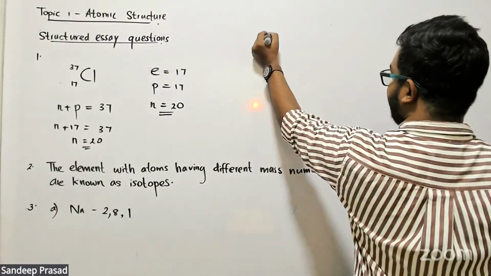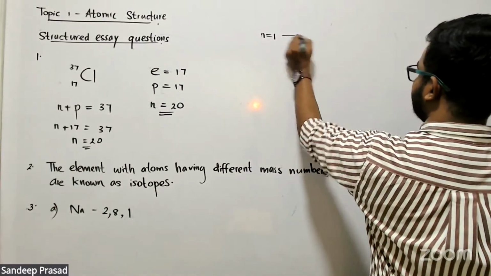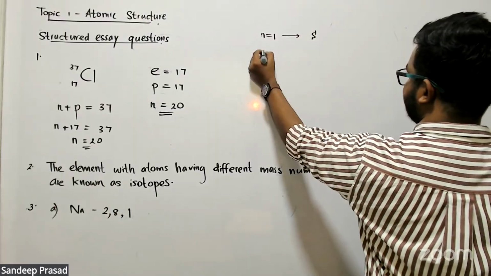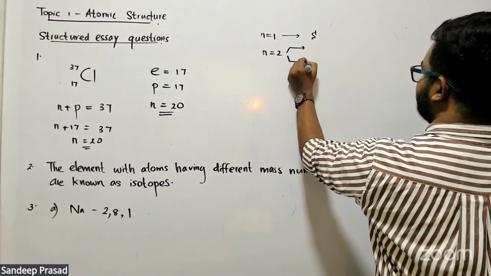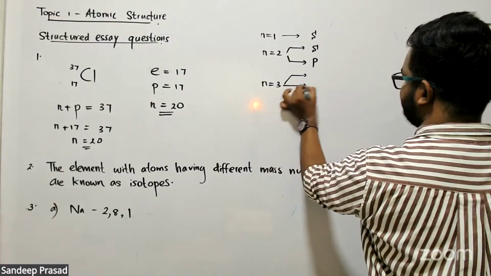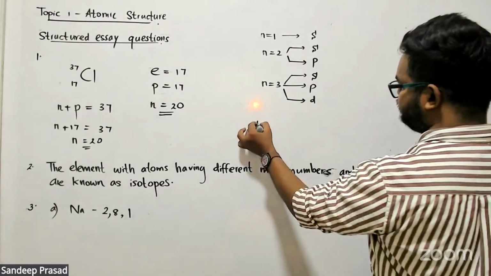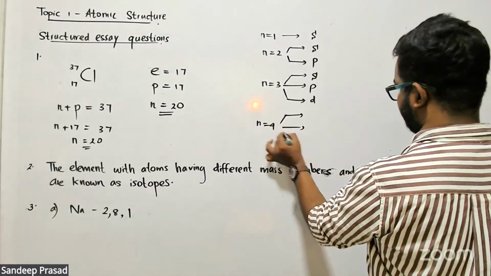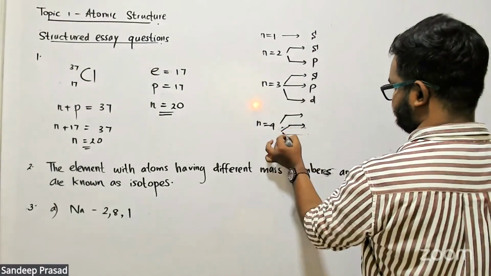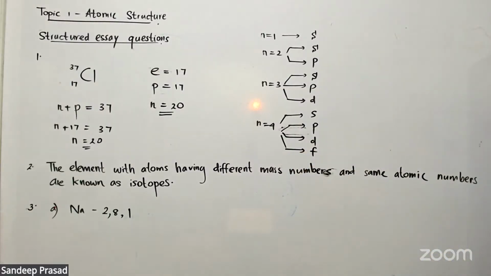Do you know that? Energy levels can be further split into sub-energy levels. First principal energy level is containing a sub-energy level. Second principal energy level is containing 2 sub-energy levels, S and P. Third principal energy level is containing 3 sub-energy levels, S, P, D. Fourth principal energy level is containing 4 sub-energy levels, S, P, D, F, like this. In this way, energy levels can be further split into sub-energy levels.